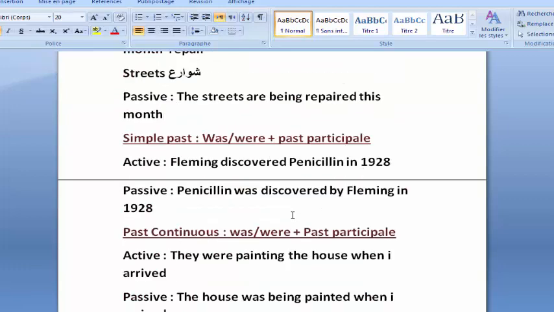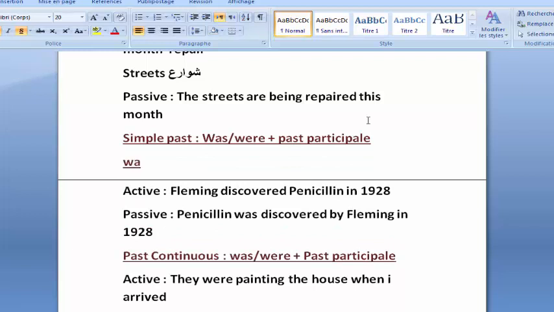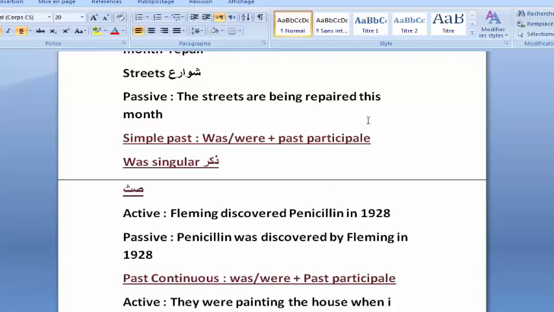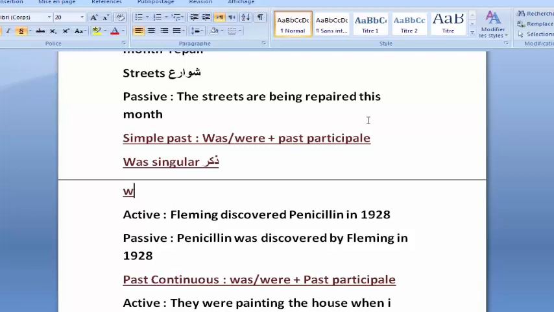So the simple past we use was and were plus past participle. Remember, was singular, which means يعني ذكر. were جمع. Remember carefully: was singular and were plural.